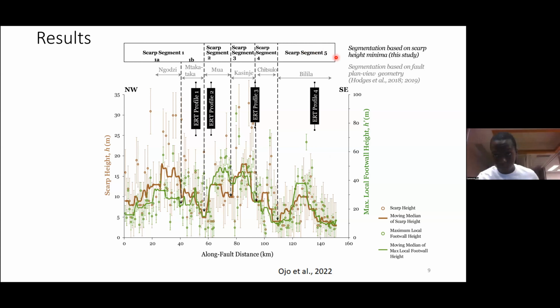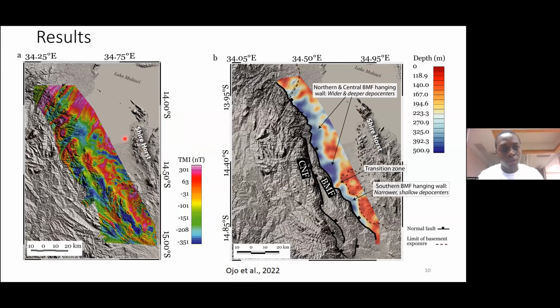So this is from our study. This is from the previous study that I mentioned, which based their study just on the surface aspect of the fault. So incorporating the aeromagnetic data, we used the total magnetic intensity to generate the depth to magnetic basement, which shows the variation of the depocenters across the fault. And based on this, we were able to extract the depth to the magnetic basement just perpendicular to the fault across the entire length of the fault.